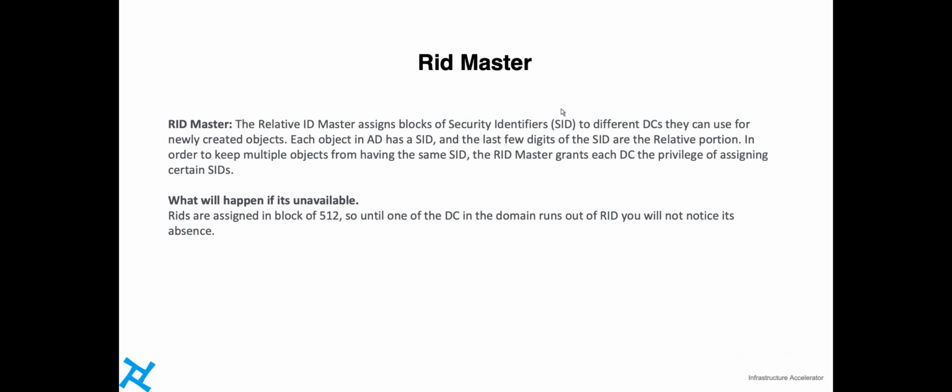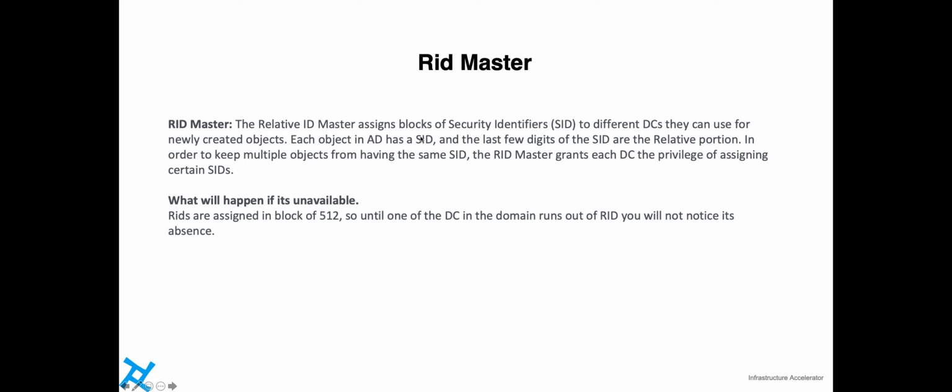So the role of the RID master is that these last few relative digits, it basically gives all the domain controllers a range from time to time. This range is given in a block of 512. So the RID master actually goes ahead and gives you the range, and then when you get the range, you can keep creating your objects. When you finish the quota which is allocated to you, you ask for a new RID, and once you get the new RID assignment, you can create further objects.